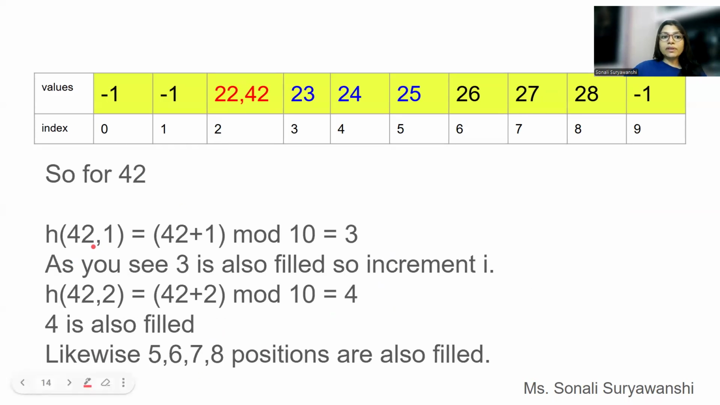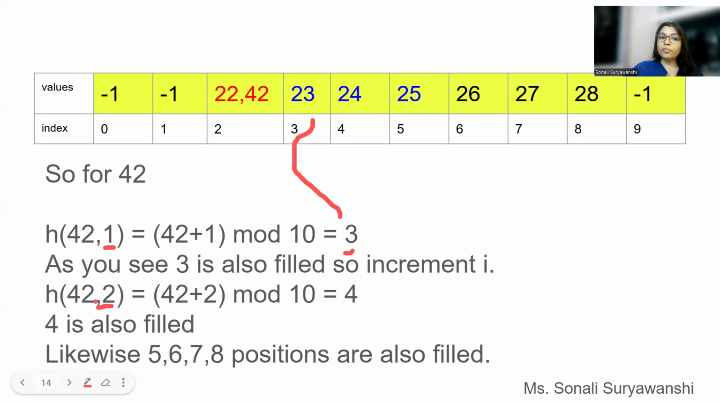So for 42 comma I, which means 42 plus 1 mod 10: 42 plus 1 is 43, and 43 mod 10 is 3. I need to search at this location to see if I get any sentinel value, which means the space is available. But you can clearly see this is already filled with some value. That means we can't store 42 here. We have to search the next possible location, which means incrementing I. So from 1, we increment the value of I to 2.